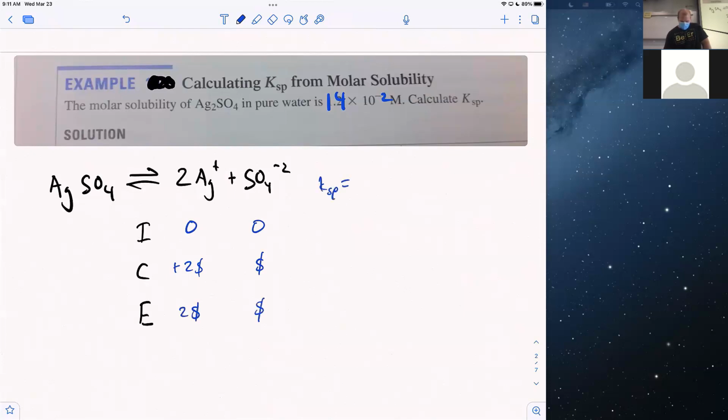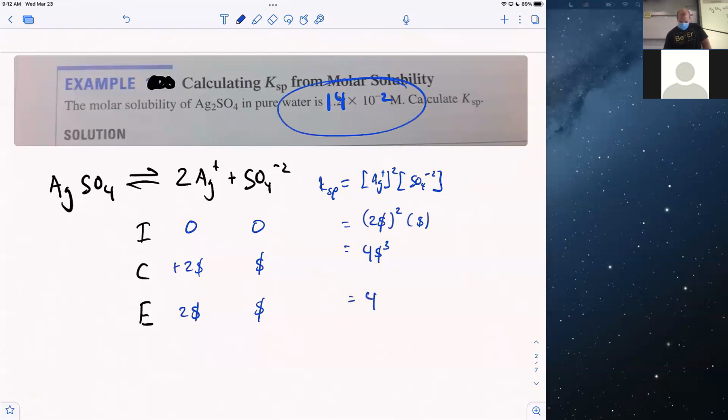Your KSP is going to be your silver ion squared, sulfate as is, equals 2 solubility squared, solubility equals 4 solubility cubed. But we also know that solubility, we're given the solubility. So 4 times 1.4 times 10 to the minus 2 cubed. And what is that?